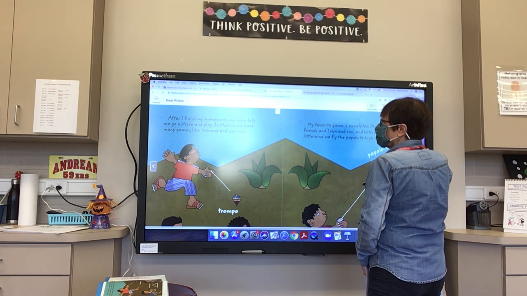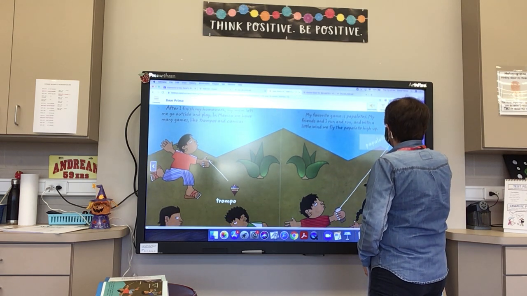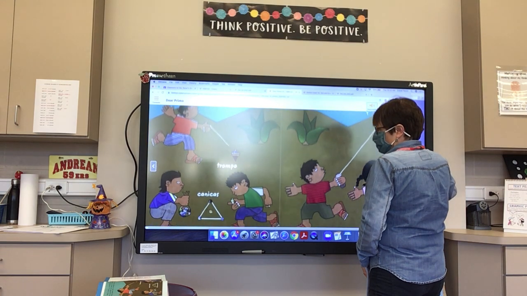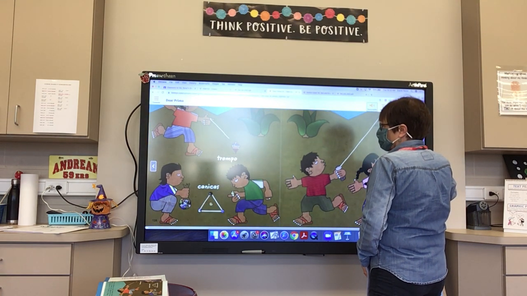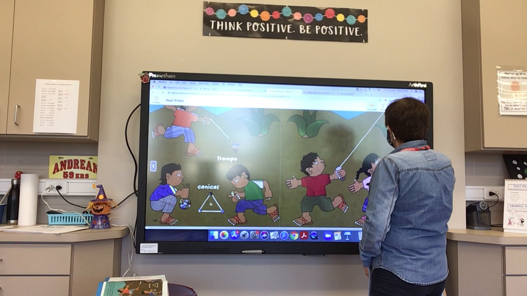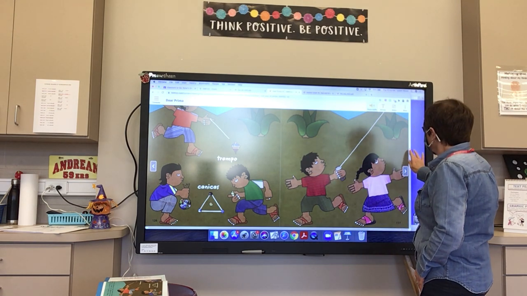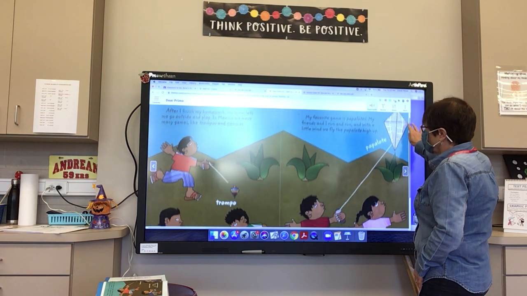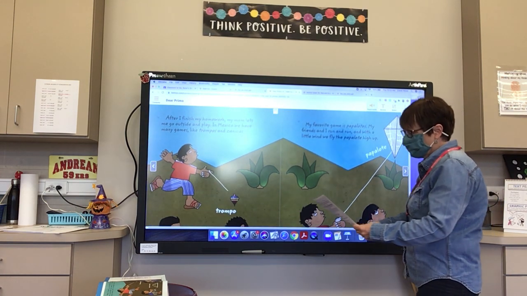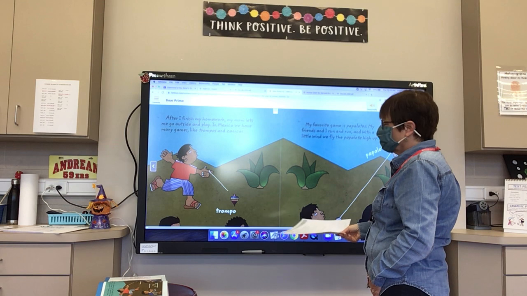After I finish my homework, my mom lets me go outside and play. In Mexico, we have many games like trompos and canicas. My favorite game is papalotes. My friends and I run, and with a little wind, we fly the papalote high up.